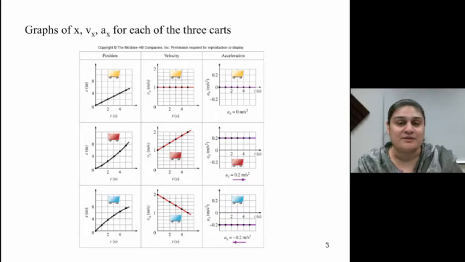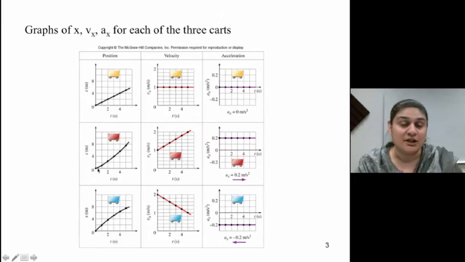So what do the graphs of these motions look like? For the first one, when the acceleration was equal to 0, your x versus t graph, which is your position graph, is a straight line, doesn't move, doesn't change. Your velocity is constant, 1 meter per second, doesn't move, doesn't change. And your acceleration is completely 0, doesn't move, doesn't change.